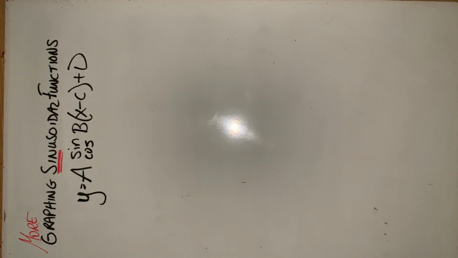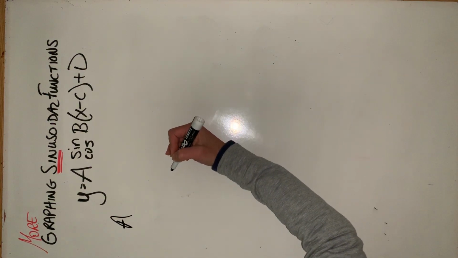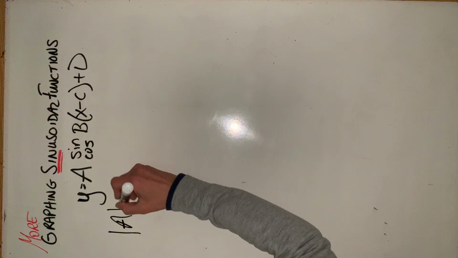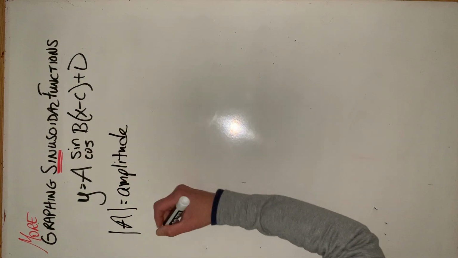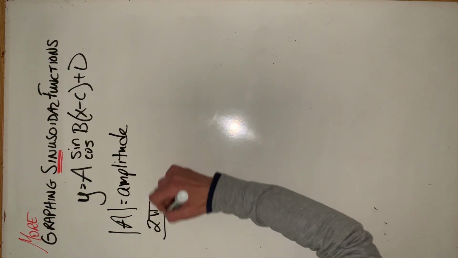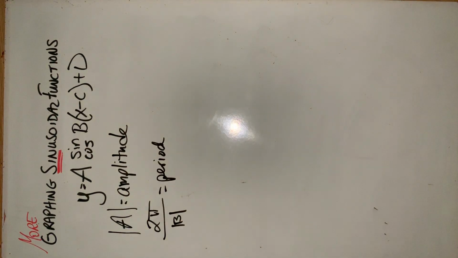So let's suppose our equation for a sinusoidal function will be in the form y equals a times either sine or cosine, right? This is true for both of them. Of b times x minus c plus d. Just as a recap, we already know how a and b affect the graph. The absolute value of a is the amplitude of the function, and 2 pi over the absolute value of b is the period of the function. So how do c and d affect the graph?